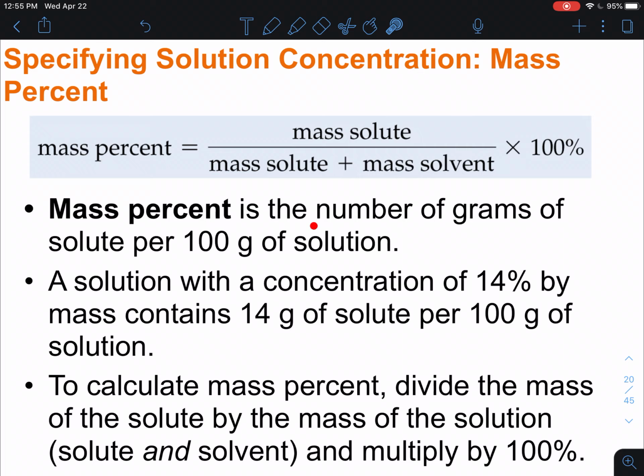Mass percent is the number of grams of a solute per 100 grams of solution. A solution with a concentration of 14% means that 14 grams of that solute can be dissolved in 100 grams of solution. Okay? But it's also clearly up here, you can tell it's a ratio. So we can use this as a conversion factor, which we'll talk about in the next slide. In order to calculate the mass percent, you're going to divide, obviously, the mass of the solute by the mass of the solution, as I have indicated up here.